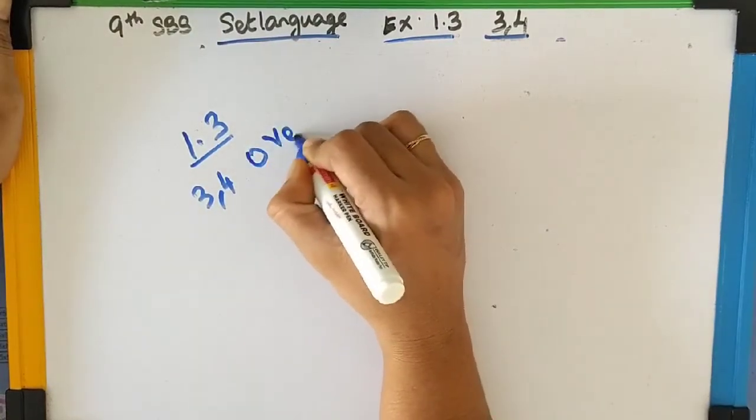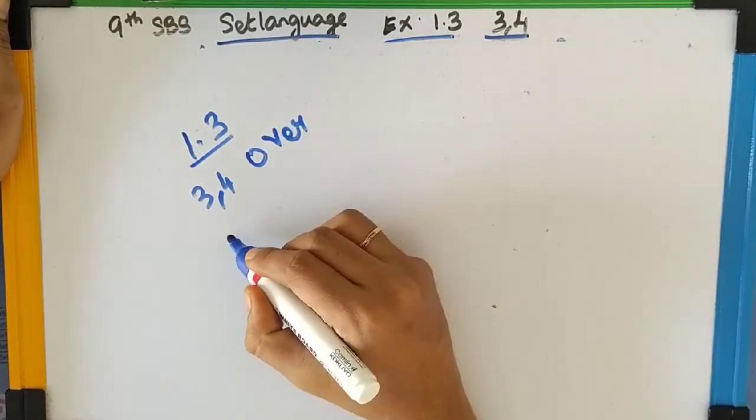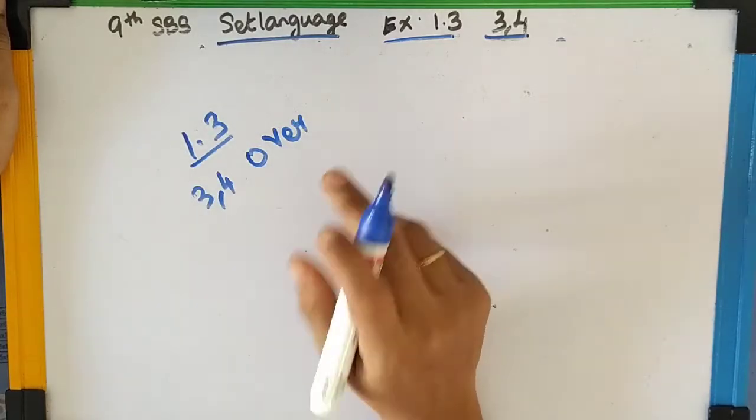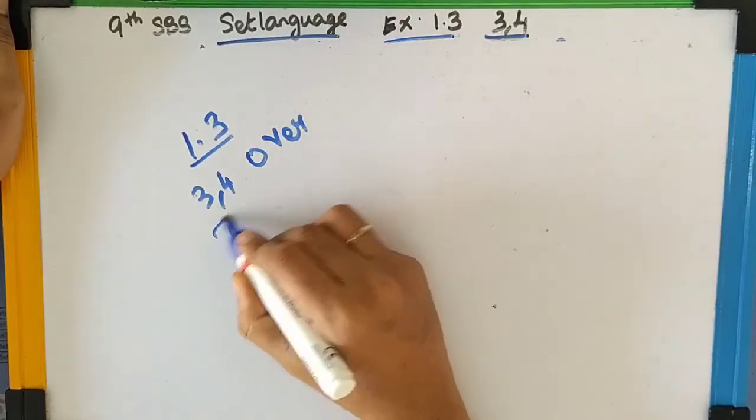So, with this, exercise 1.3, problems 3 and 4 are over. We can see the remaining sums in this exercise in the next video.